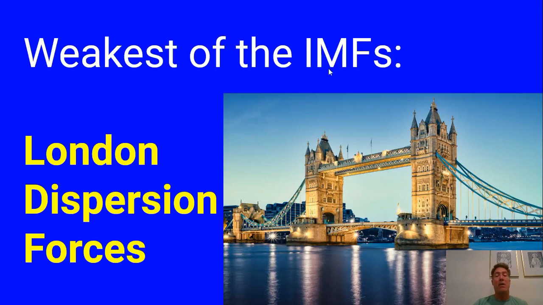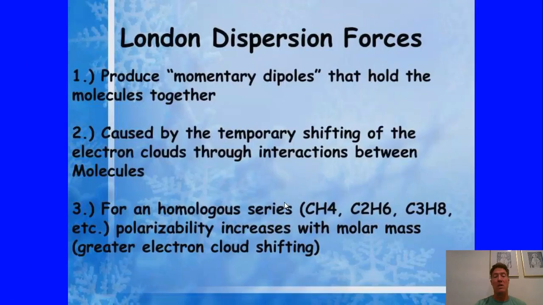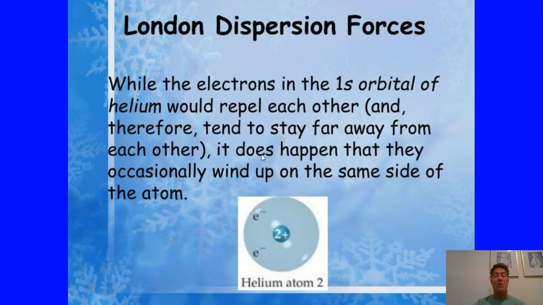So let's talk about the IMFs, intermolecular forces. The weakest of all the forces is called London dispersion forces. Here's a picture of London Bridge. Hopefully it's not falling down. London dispersion forces produce momentary dipoles that help hold the molecules together. This is caused by the temporary shifting of the electron clouds through interactions between molecules. Let's look at how that works.